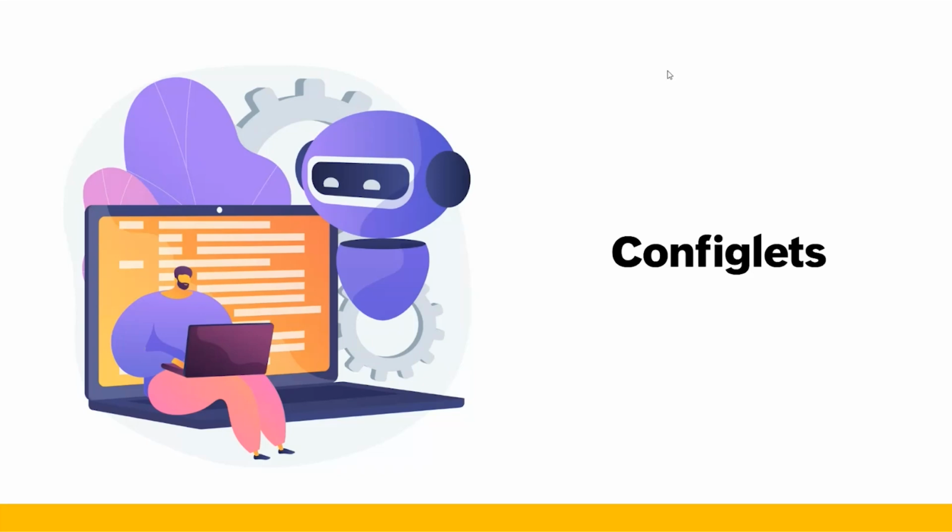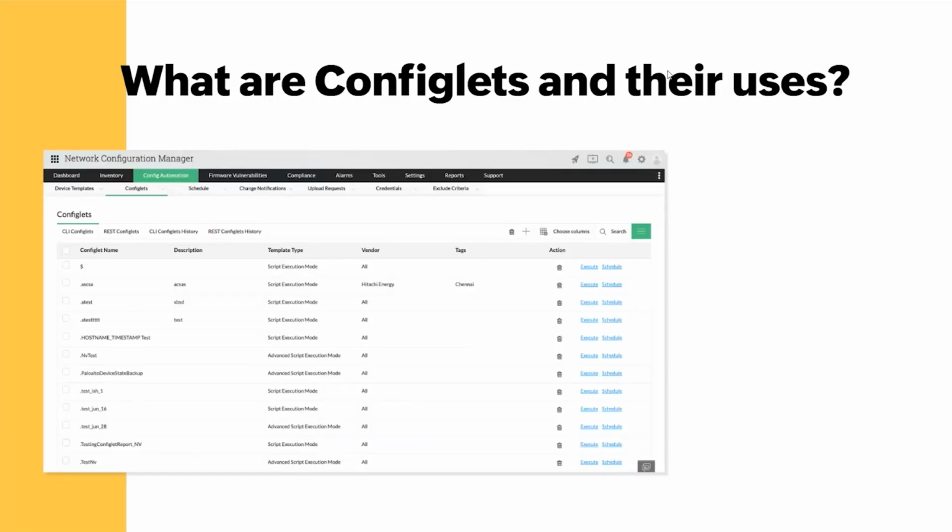So what are configlets? Configlets are executable configuration or script templates that can be used to push commands to multiple devices for bulk execution or troubleshooting purposes. So what are the configlets used for? Configlets are primarily used for troubleshooting faulty network devices, pushing new configurations, and modifying configurations on multiple devices simultaneously.